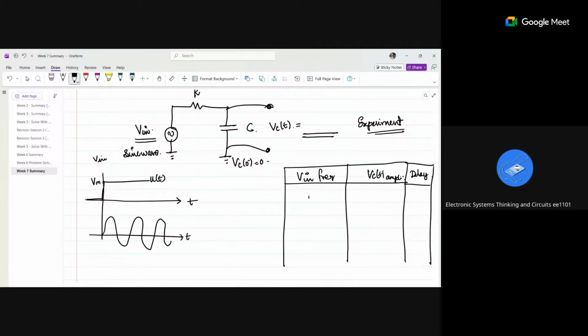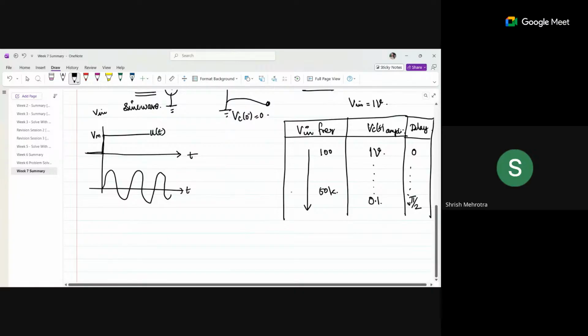So I am going to increase the frequency from 100 to 50K. My input voltage is 1 volt. If you see the output, it is actually 1 volt at 100 hertz, but the amplitude reduces to 0.1. Initially there will be no delay, and as I increase the frequency, the delay will be approximately pi by 2. Ma'am, this is experiment basis, no? Yes.